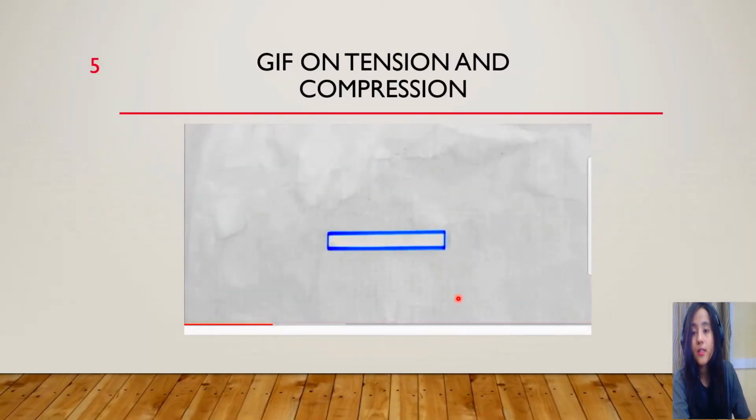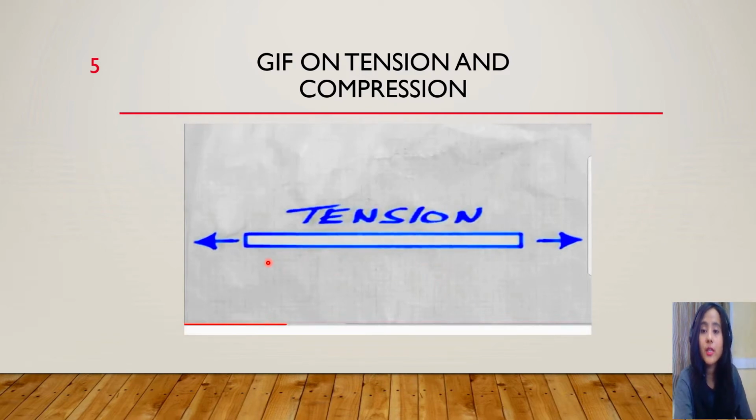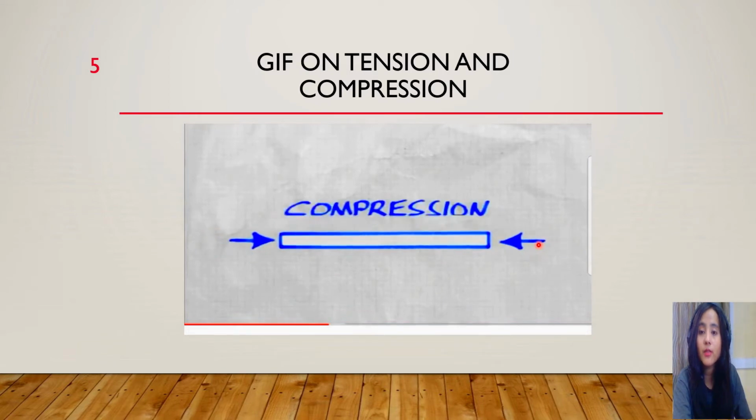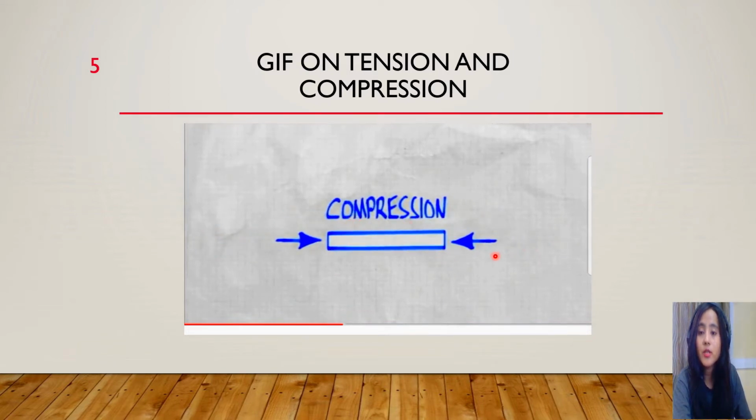This is a small animation or GIF of how a member deforms when under tension and under compression. The first one that you will see is under tension. See, under tension it will be pulled and the length will increase. Under compression it will be pushed and the length of the member will decrease.